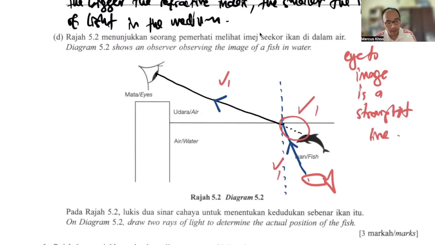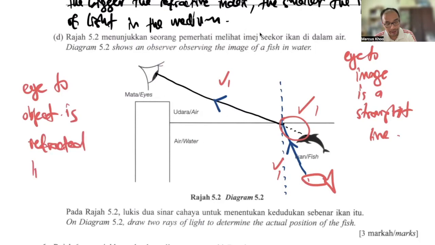Okay, from the eye to the object, the actual object, is the refracted light ray, which follows this one. Remember that this angle must always be smaller than this angle. The angle i over here is always smaller than r because the light is going from the water to the air.